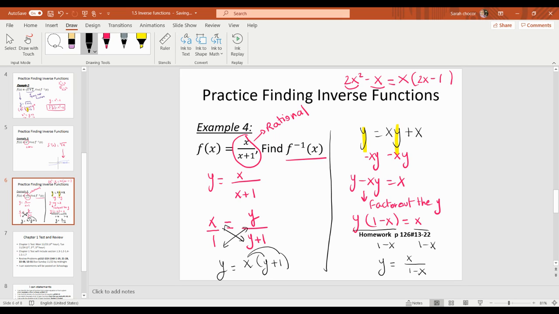And don't forget to write the inverse notation. So I'm going to write it right here. Inverse of f of x equals x over 1 minus x. And this would be the inverse function.